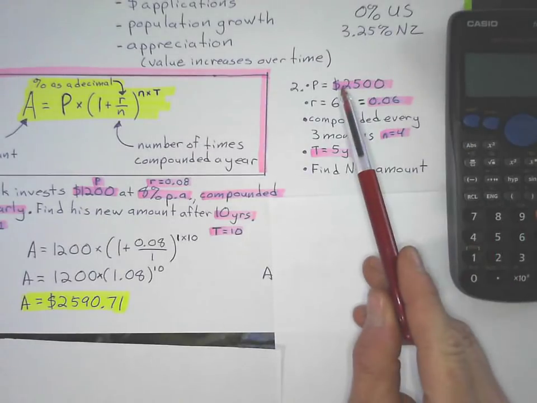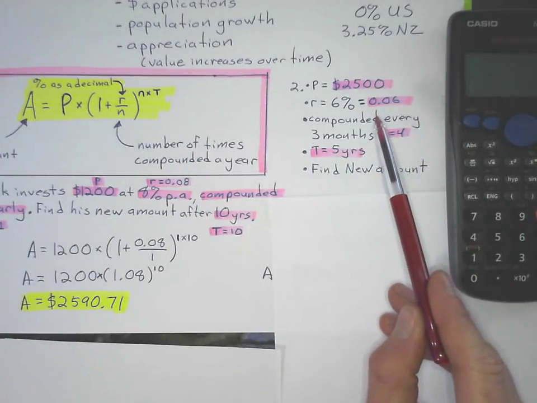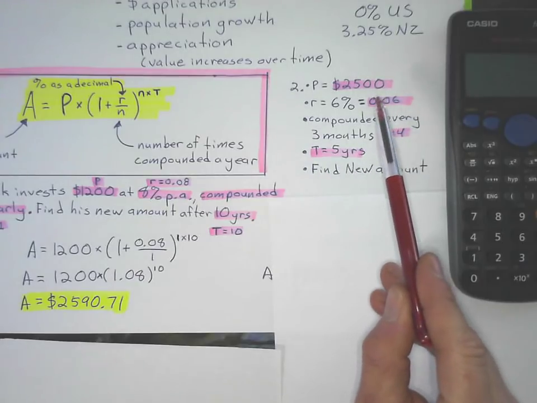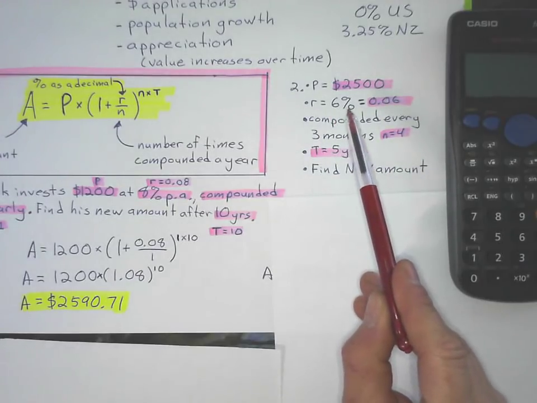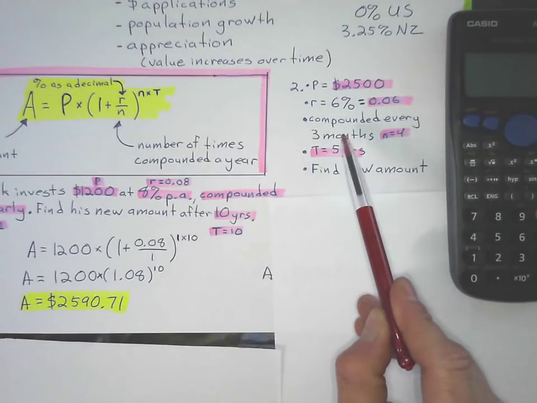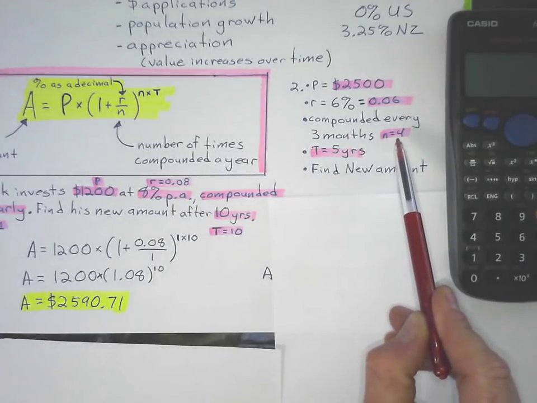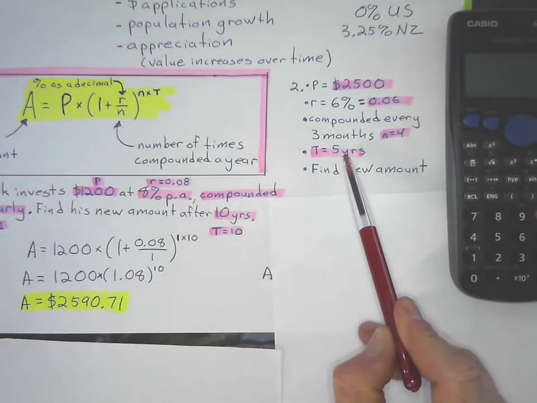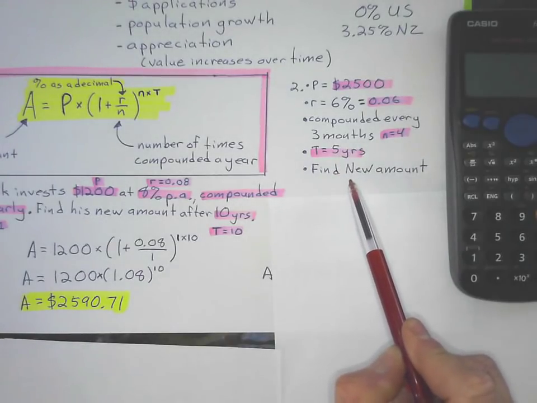Okay, one more example here, and I highlighted the important parts that we need. We're going to invest $2,500 at a rate of 6%, which means that's 0.06 as a decimal, compounded every 3 months. That means 4 times a year. And we're going to keep it in the bank for 5 years. What's my new amount?